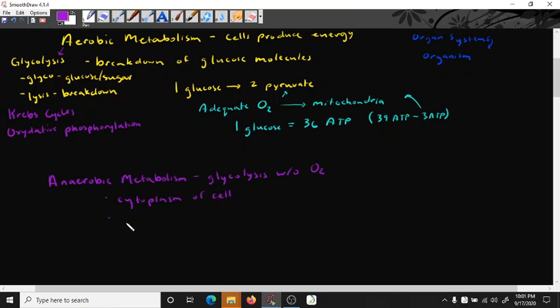And it doesn't yield a whole lot. One glucose molecule is only going to give you about 2 ATP, so 2 energy. This is not enough energy to power the cell. So what happens if you cannot power the cell to do cell stuff? The cell is going to die.